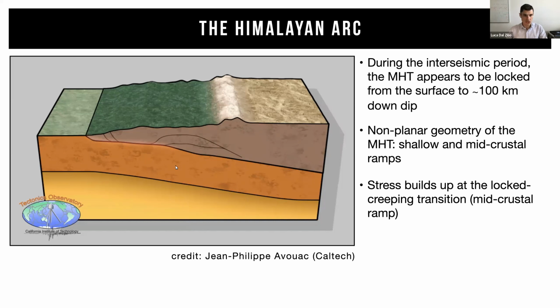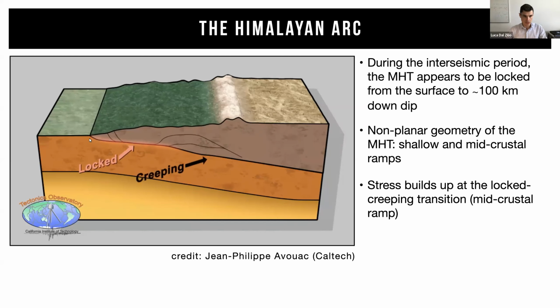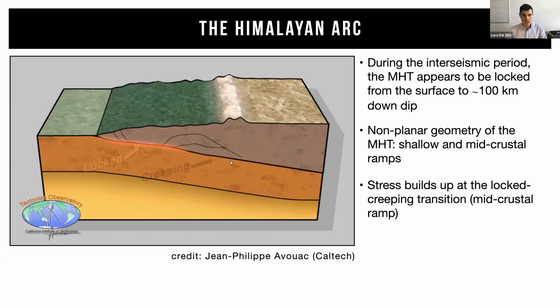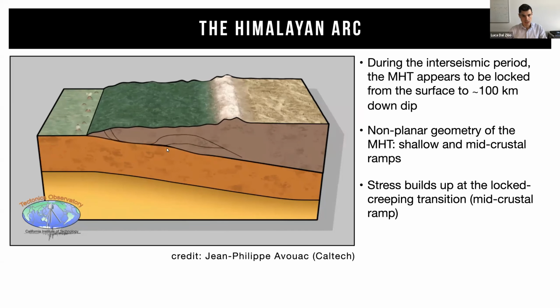When we look at this animation, you can see that the frontal part here is locked during the interseismic period, and then we have a region that is creeping. Below here, at the transition between the locked portion and the creeping part, we have the building of stress, and most of the earthquakes nucleate in this region and propagate up dip. Some of them go all the way up to the surface, while some others tend to be confined in the lower part of this seismogenic zone.